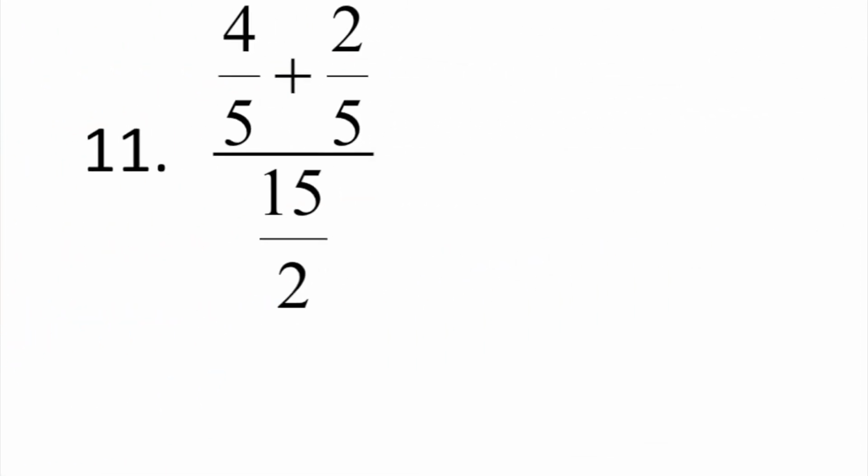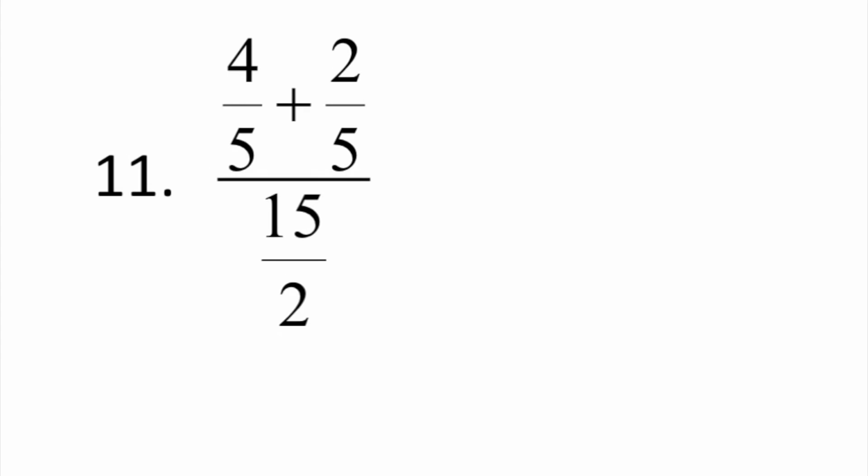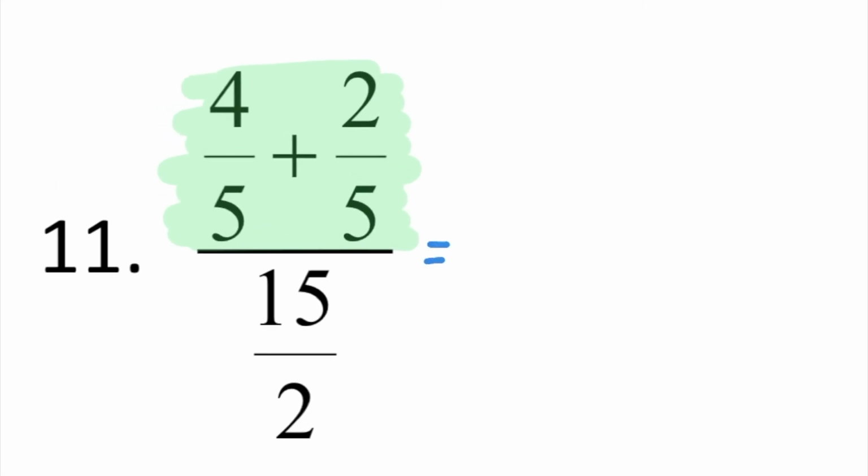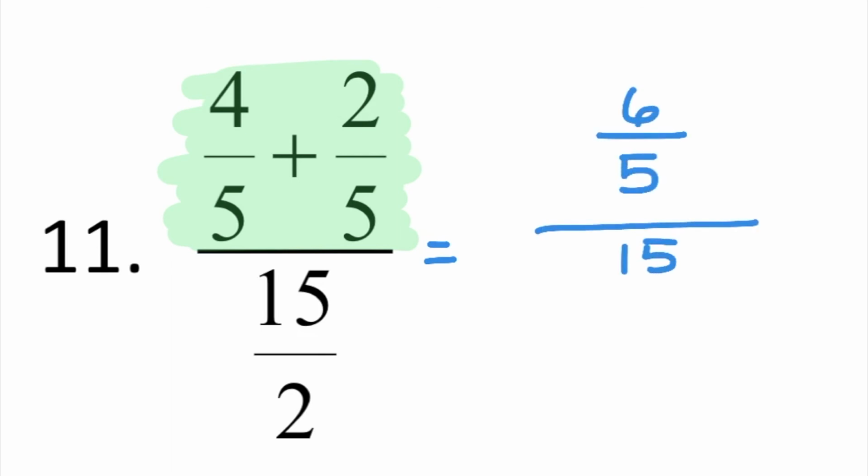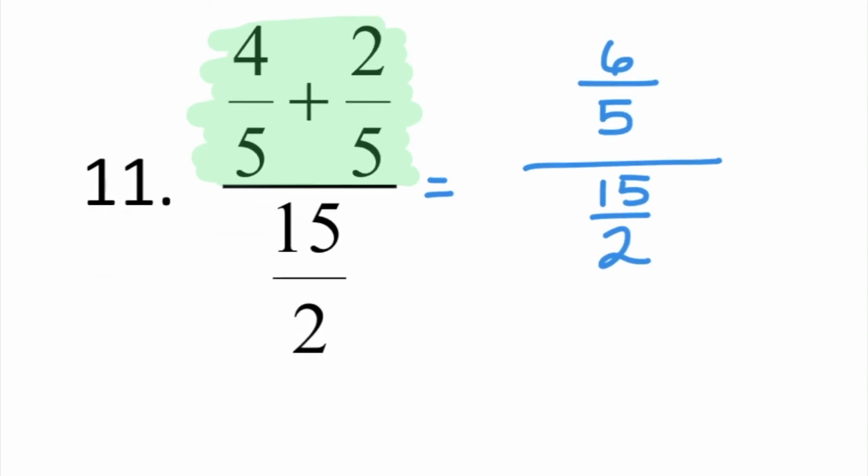So in number 11, what's different is that you have your numerator here, the big numerator, is an addition problem in and of itself. So I would start this problem by going ahead and doing that addition in the numerator, so that you get 6/5 over 15 halves, or 15/2.